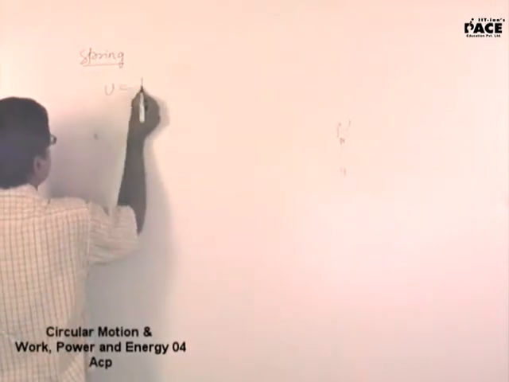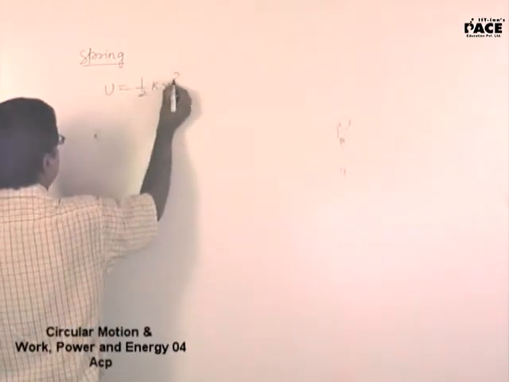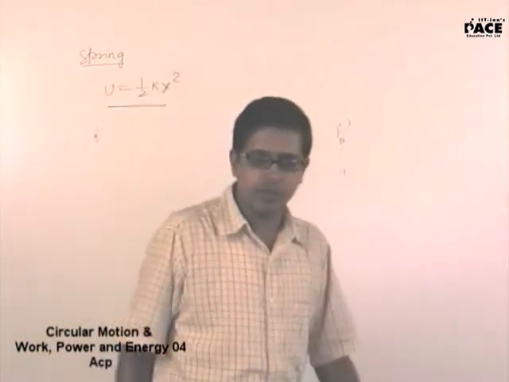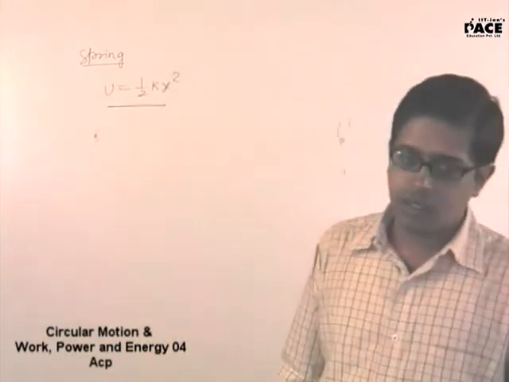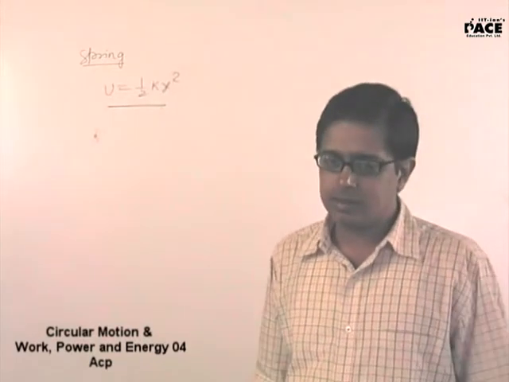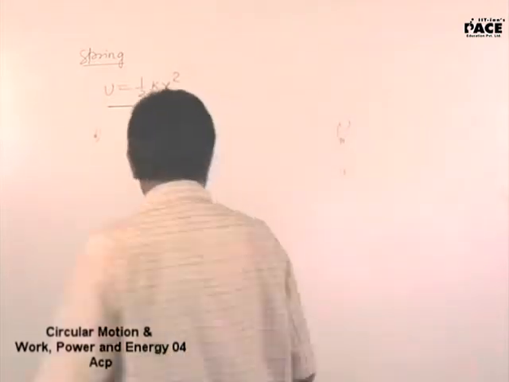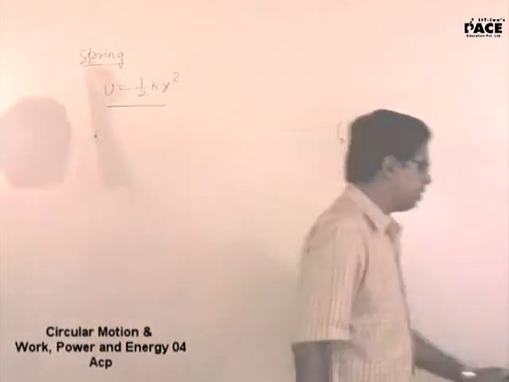So now when we speak of work energy theorem in spring forces, the potential energy stored in a spring is half kx square. We have derived this. Yes or no? Did we go beyond that? No, sir.